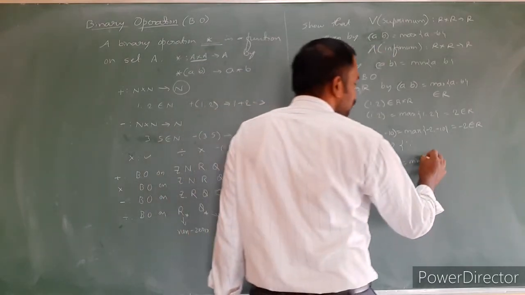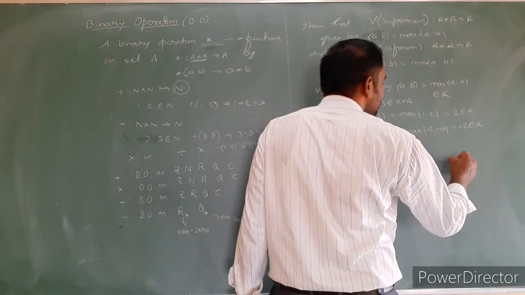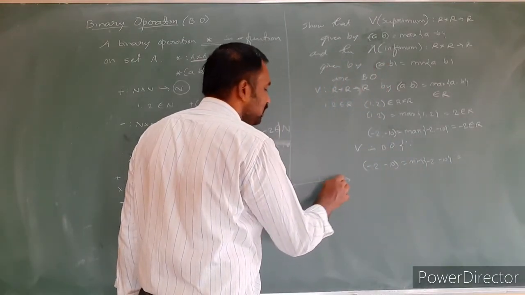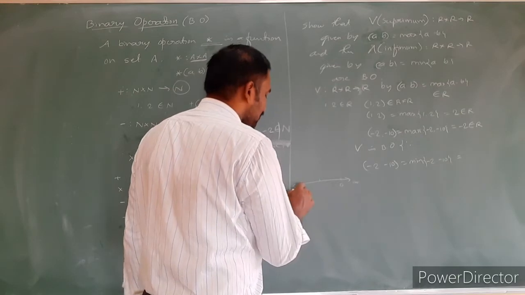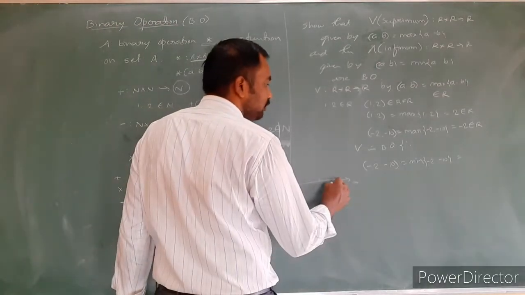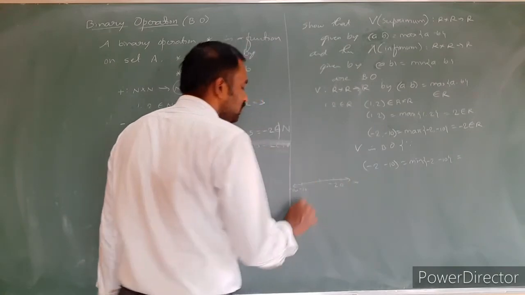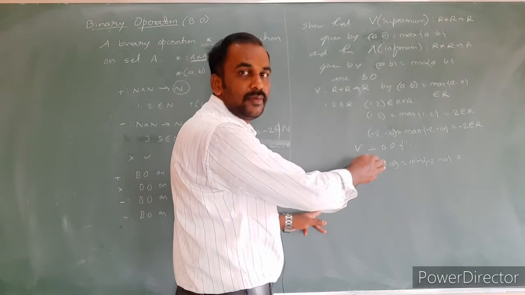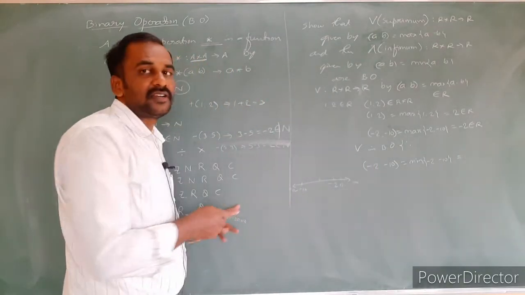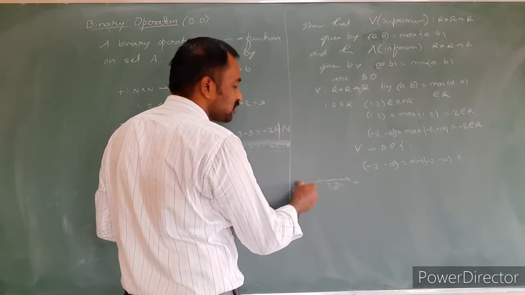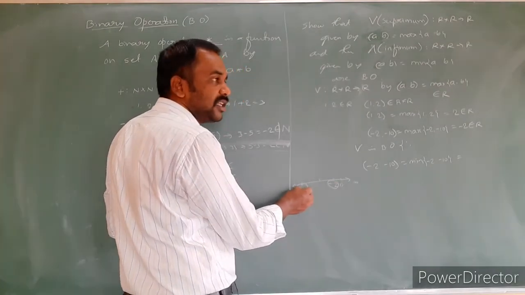Infimum is nothing but the minimum of minus 2 and minus 10. What is the minimum value? If you are getting confused, just take the real number line: positive infinity, 0, negative infinity. Here it is minus 2, here it is minus 10. Moving to the right-hand side, values will be increasing. Moving to the left-hand side, values will be decreasing. So comparing these two numbers, which one is the minimum value? Minus 10 is the minimum.